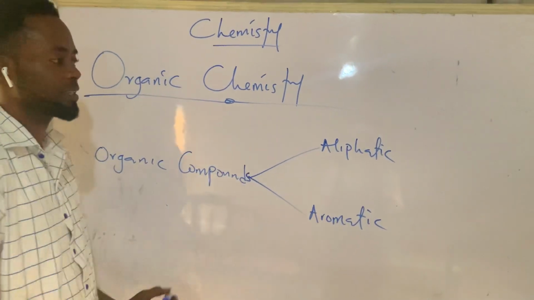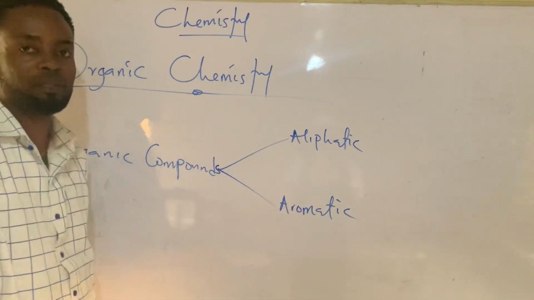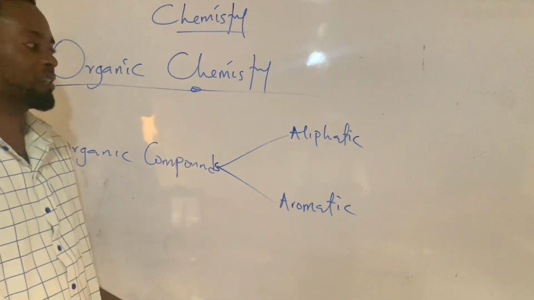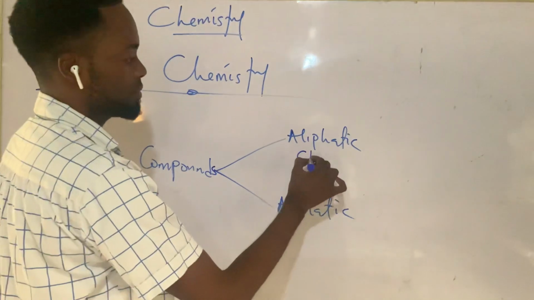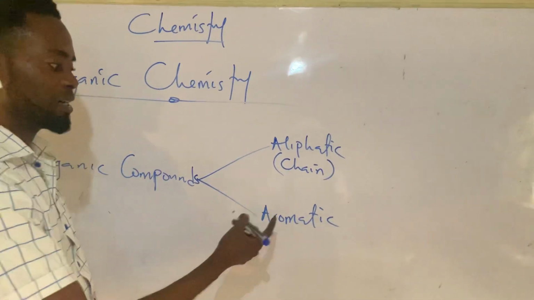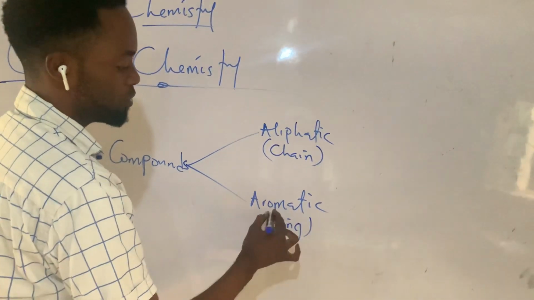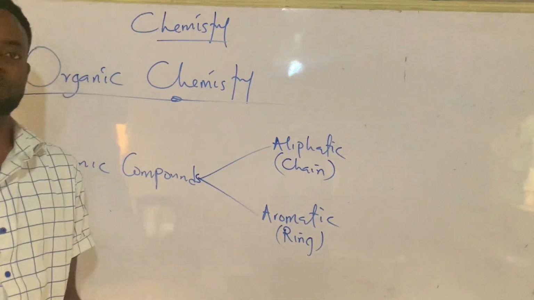Now, organic compounds are generally classified into two, which are aliphatic and aromatic. The aliphatic are just chain. They are just organic compounds that are in chain. Then the aromatic are the organic compounds in ring. So this makes it very easy for you.